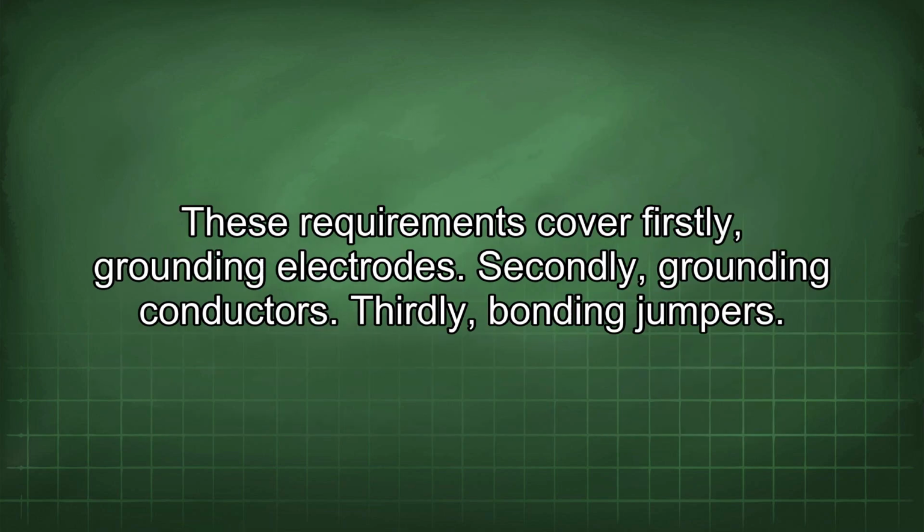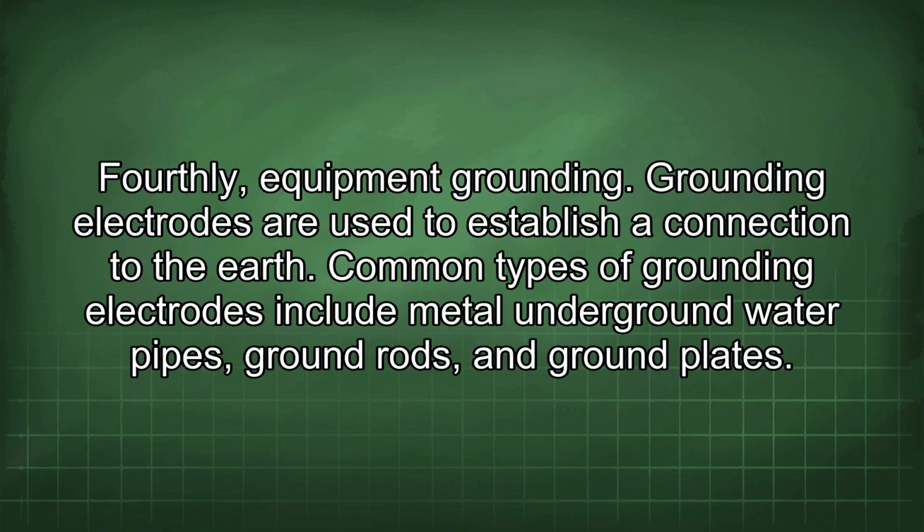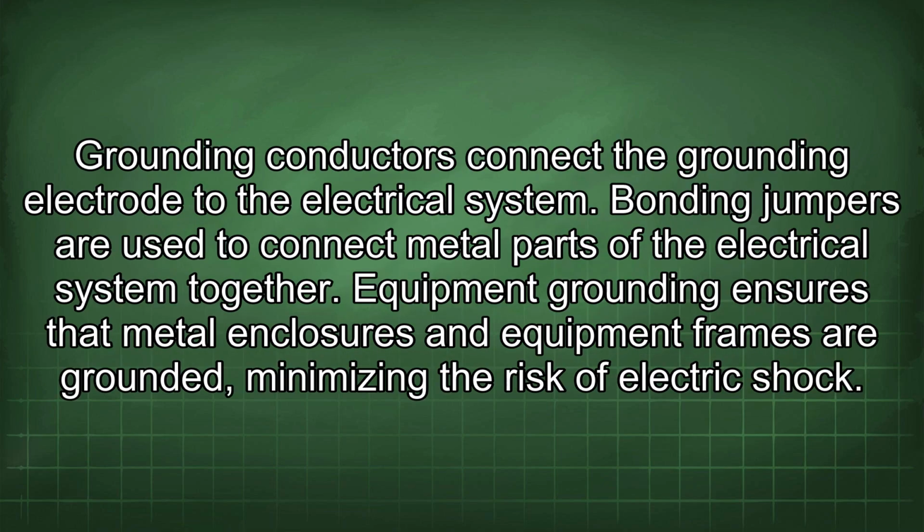These requirements cover, firstly, grounding electrodes. Secondly, grounding conductors. Thirdly, bonding jumpers. Fourthly, equipment grounding. Grounding electrodes are used to establish a connection to the earth. Common types of grounding electrodes include metal underground water pipes, ground rods, and ground plates. Grounding conductors connect the grounding electrode to the electrical system. Bonding jumpers are used to connect metal parts of the electrical system together. Equipment grounding ensures that metal enclosures and equipment frames are grounded, minimizing the risk of electric shock.